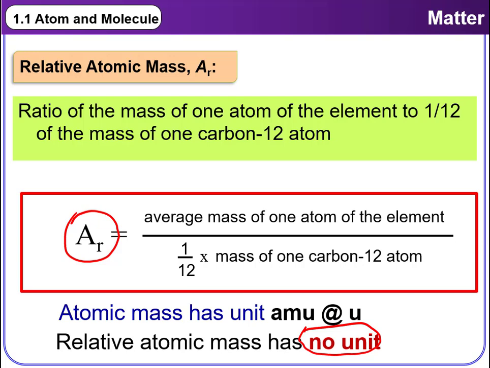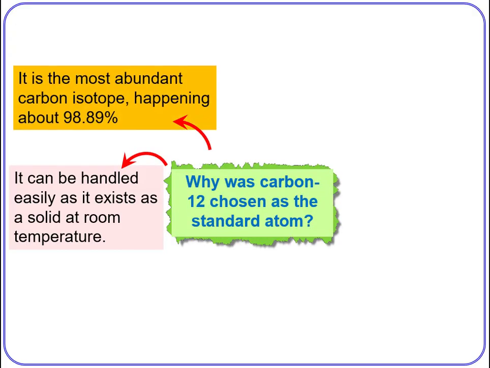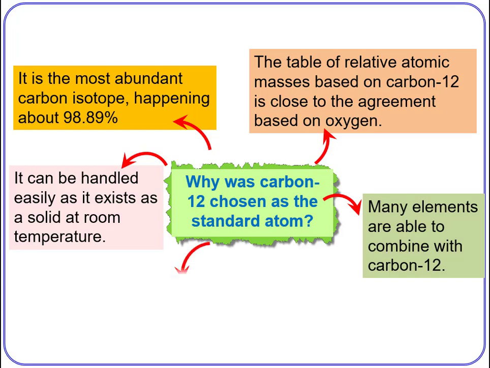Atomic mass has unit AMU or u. What is AMU? Atomic mass unit. But when you have to compare with the mass of one carbon-12 atom, make sure it has no unit. So the word relative, make sure you put no unit. So why was carbon-12 chosen as a standard atom?